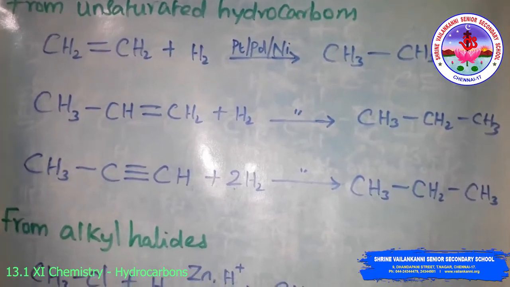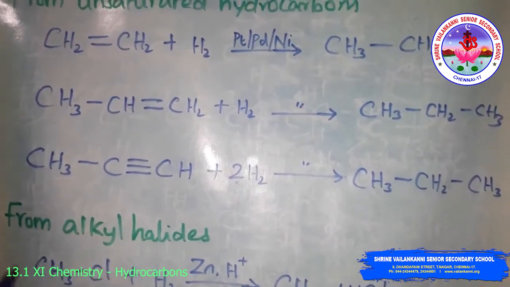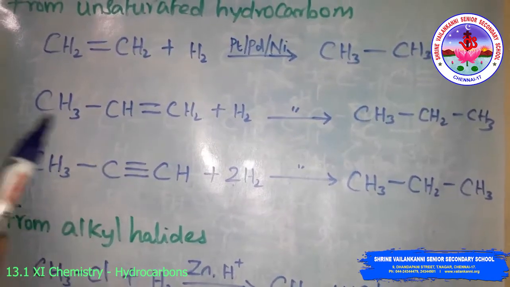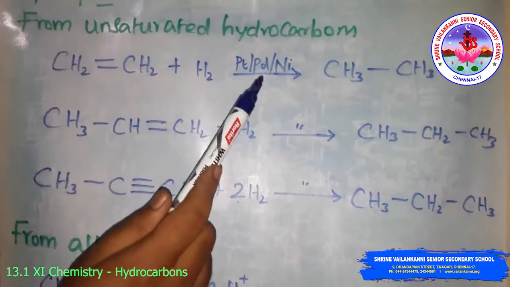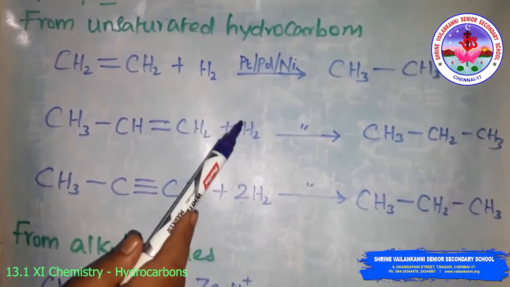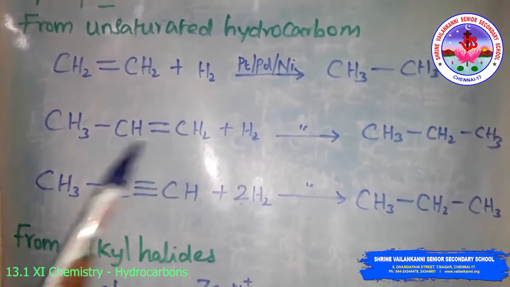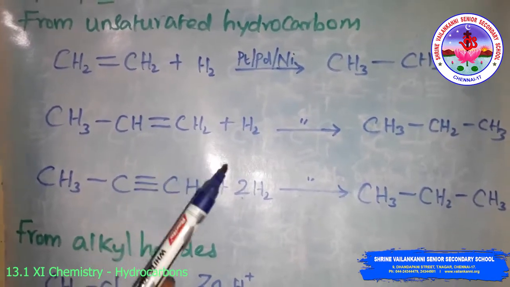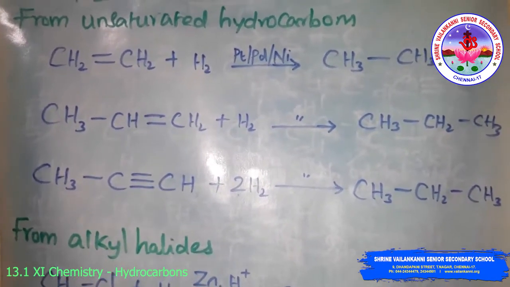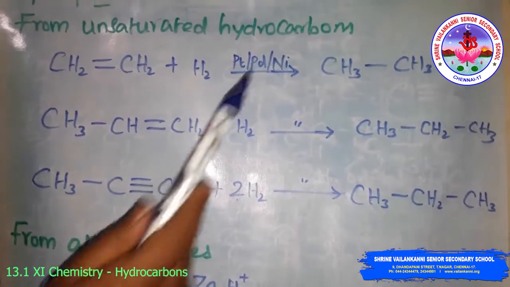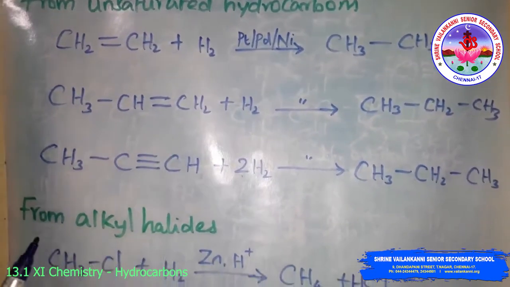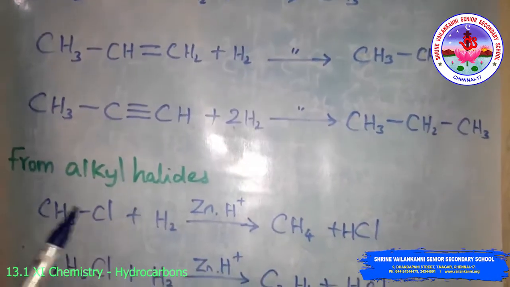Usually in the hydrogenation reaction, these metals absorb dihydrogen gas on their surface and activate the hydrogen bond. With platinum and palladium catalysts the reaction occurs at room temperature, but relatively higher temperature and pressure are required with the nickel catalyst. Next is from alkyl halide.